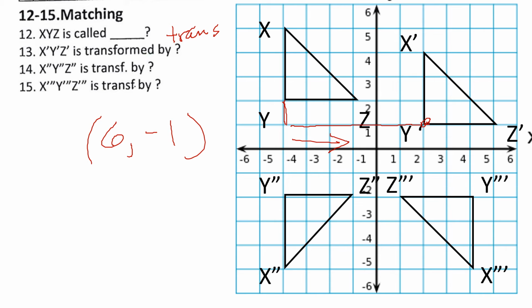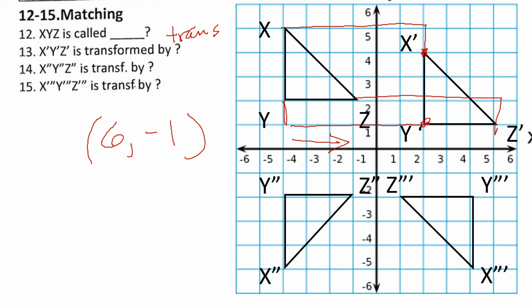For the Y-axis. So remember how we did. And then check them out. See if they're going to go the same way. You could go over 6 and down 1 to get there. Same thing. Over 6, down 1.